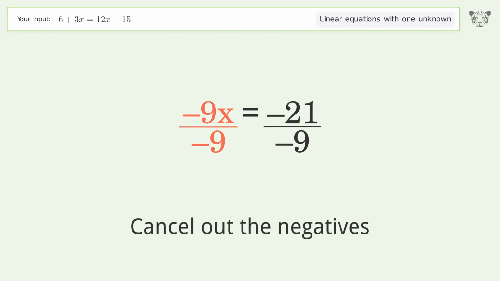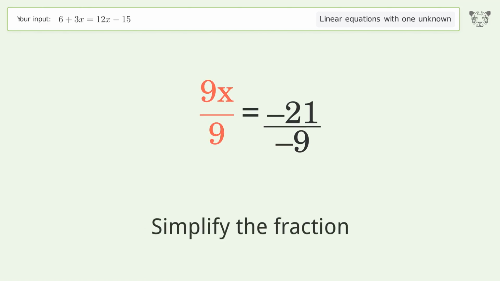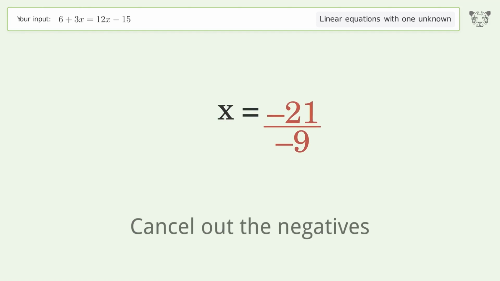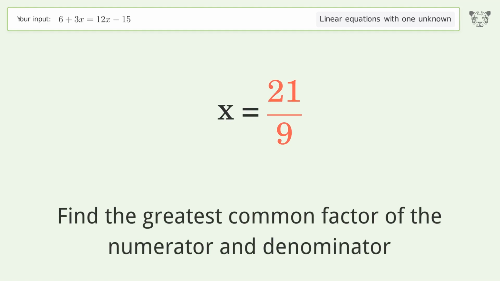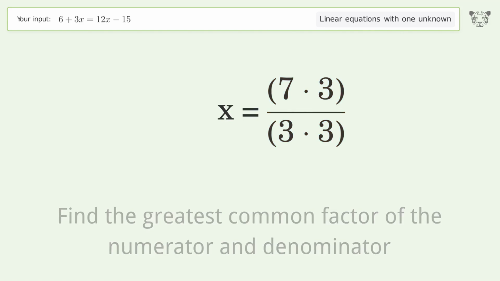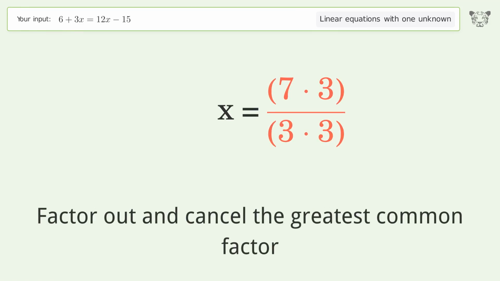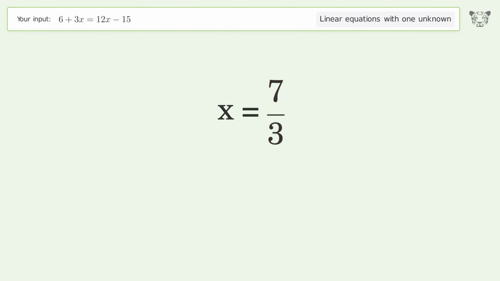Cancel out the negatives. Simplify the fraction. Cancel out the negatives. Find the greatest common factor of the numerator and denominator. Factor out and cancel the greatest common factor. And so the final result is x equals 7/3.